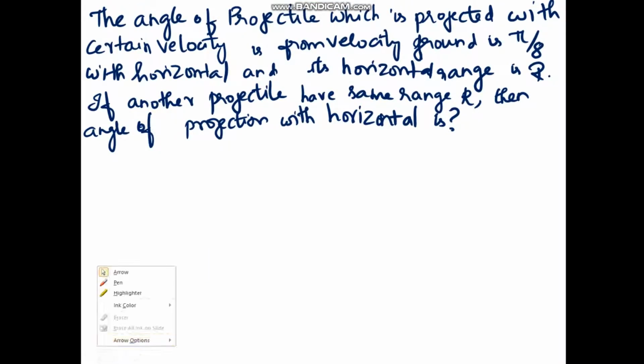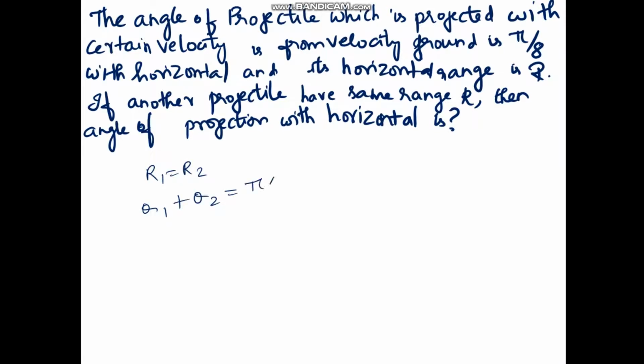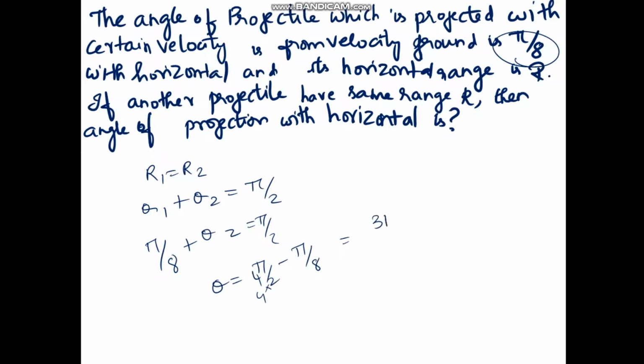This is another question we have. I said in the previous video concept that if two horizontal ranges are equal, then the angles of projection must be complementary, that is, add up to pi by 2. Here one angle is pi by 8. What is the other angle with the horizontal they are asking? So theta is equal to pi by 2 minus pi by 8, which is 3 pi by 8. This is the angle of projection of the other projectile with the horizontal.